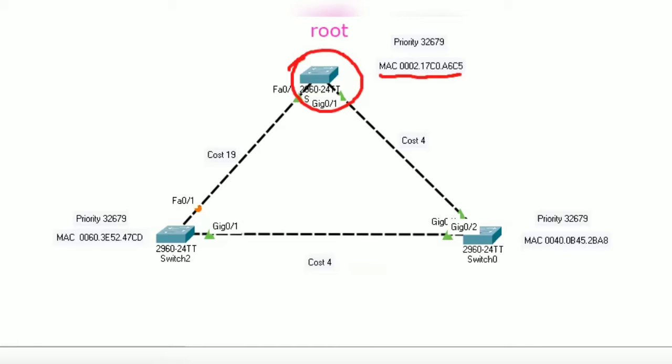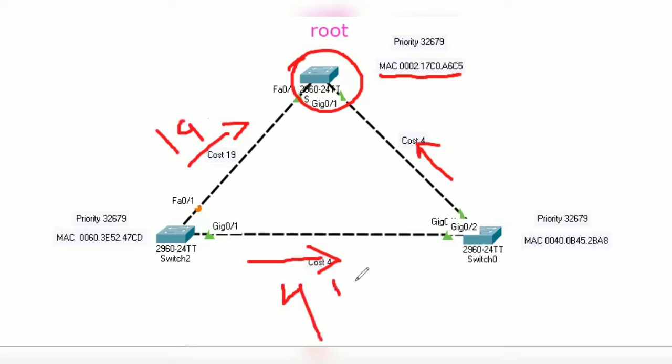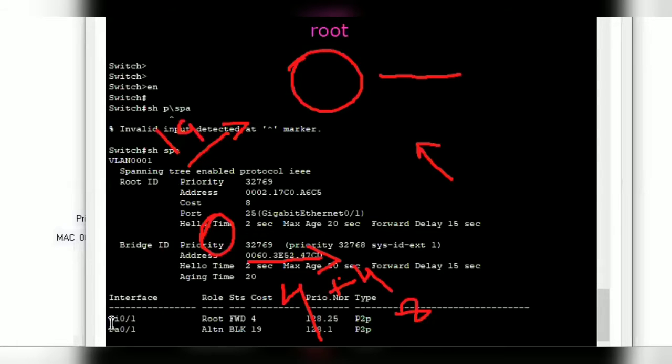now on switch 2, there are two paths to reach the root bridge. Here the cost is 19, here the cost is 4 plus 4, 8. So which is the shortest path? Giga Ethernet 0/1. Let me show you. Here Giga Ethernet 0/1 becomes the root port because the cost is 8. Then Fast Ethernet 0/1 is alternate and blocking.